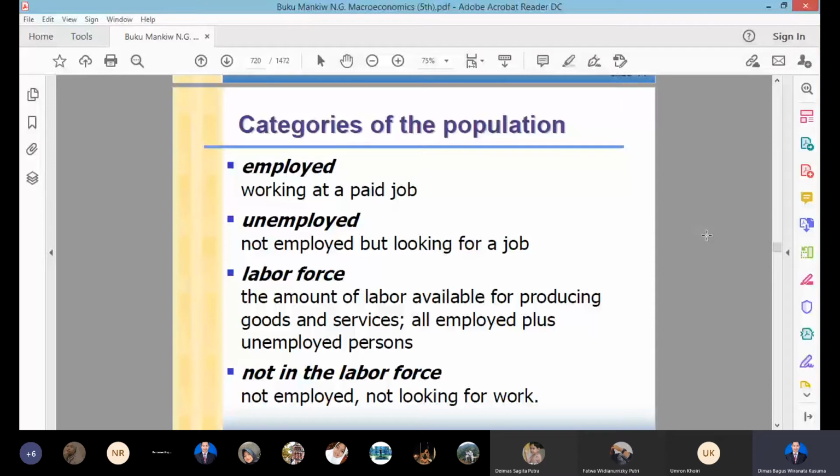My question is, is a student like you employed or unemployed, sisters and brothers? Any idea, please? Not in the labor force. Okay, not in the labor force. Because you are not in the labor force, you are not considered as unemployed. Right.